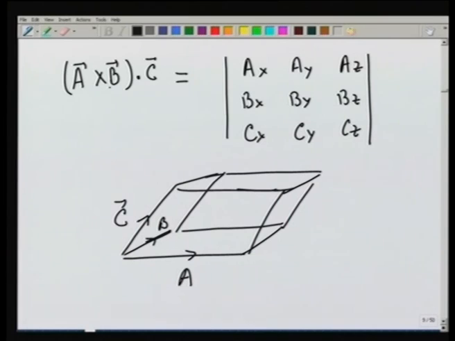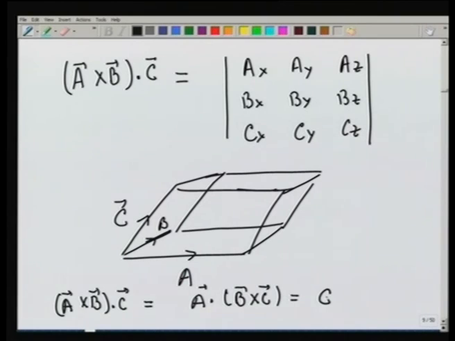Since I can write A cross B dot C in this determinant form, this also shows, since the determinant does not change if I change its rows twice, this is also equal to A dot B cross C. This is also equal to C dot A cross B, which is same as this, and there is one more term, this is also equal to B dot C cross A. All these are equal. This is cyclically how the dot product and cross product go.